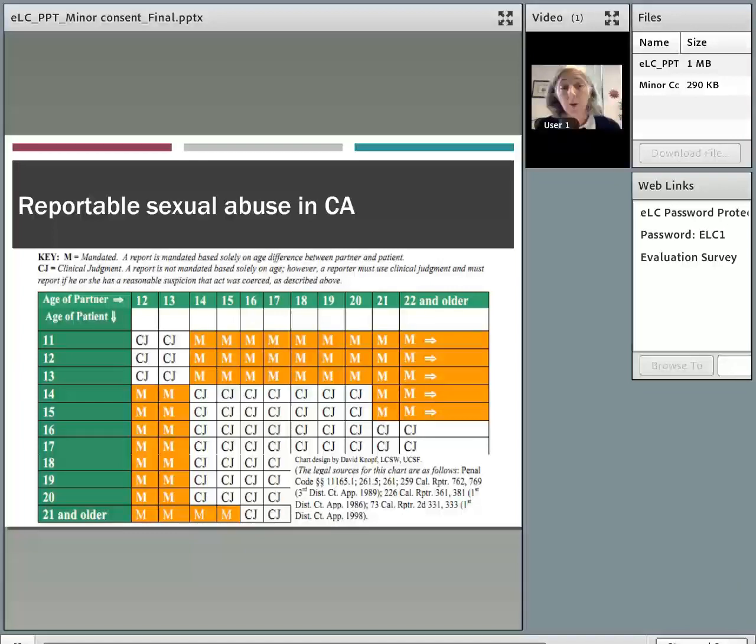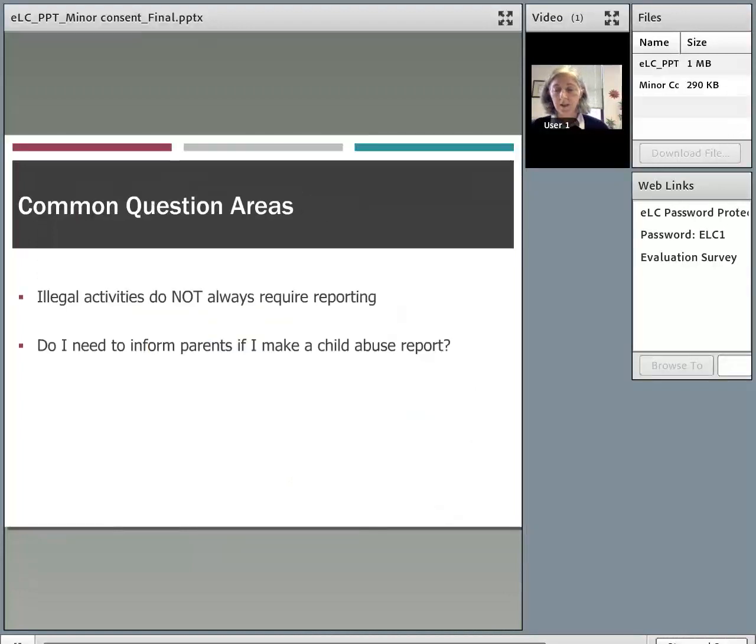But now let's say that this was a 15-year-old client who's talking about her 21-year-old boyfriend. In that case, when someone is 15 and their partner is 21, even if they tell you that this is consensual, voluntary sexual intercourse, you would be required to make a report based on age alone.